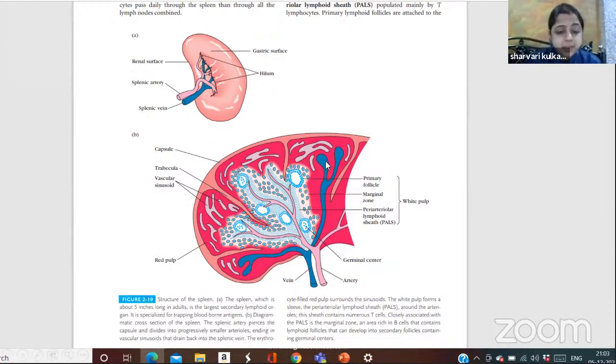Then you have the red pulp. Red pulp is the region which is surrounding the sinusoids, and these are erythrocyte filled regions, so that is why they are in red color. That is why they are known as red pulp.